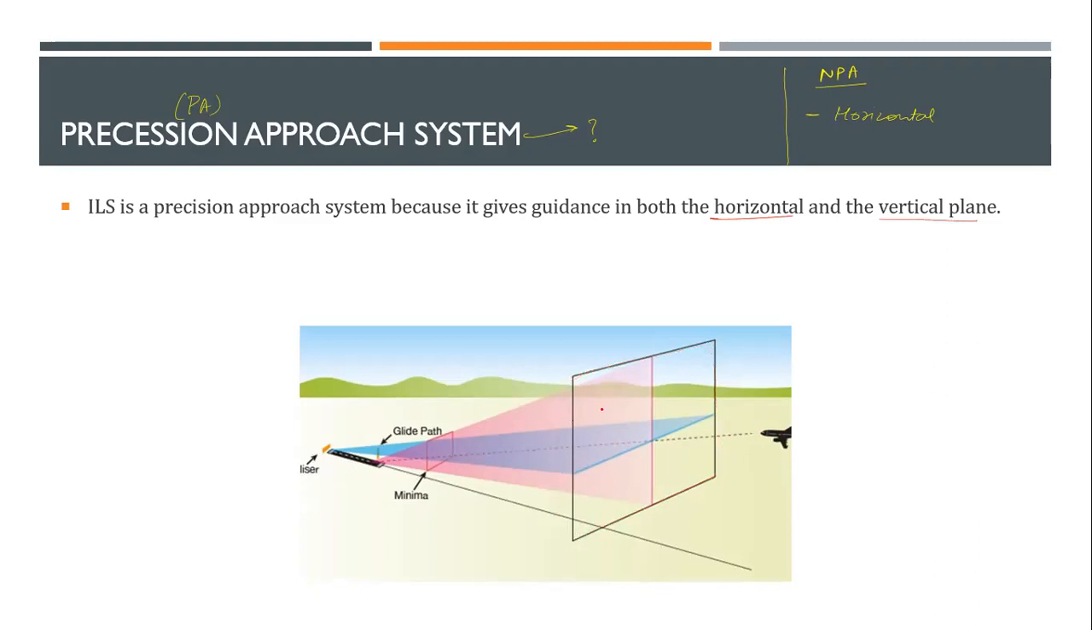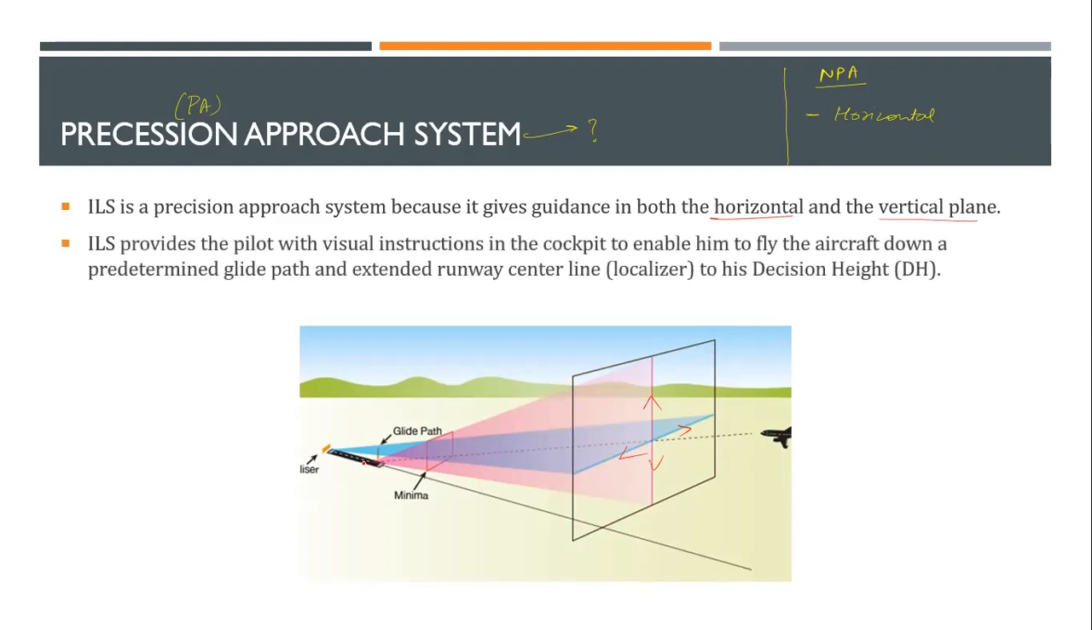What is the square shape? It will let the aircraft or the pilot know if they are deviating up or down, or going left and right of the desired track. They can keep on following this rectangle or square until they reach the runway. That is how you use the ILS. ILS provides the pilot with visual instructions in the cockpit to enable him to fly the aircraft down to the predetermined glide path and extended runway centerline.